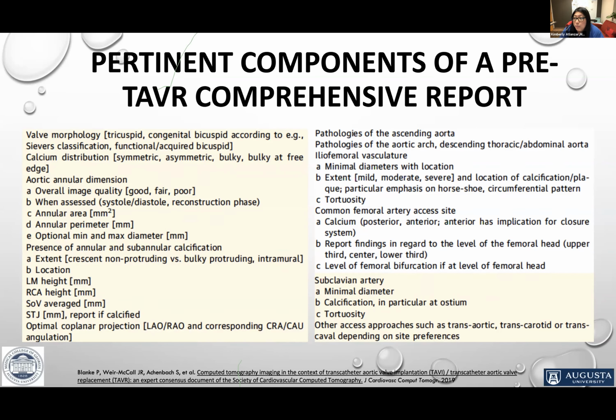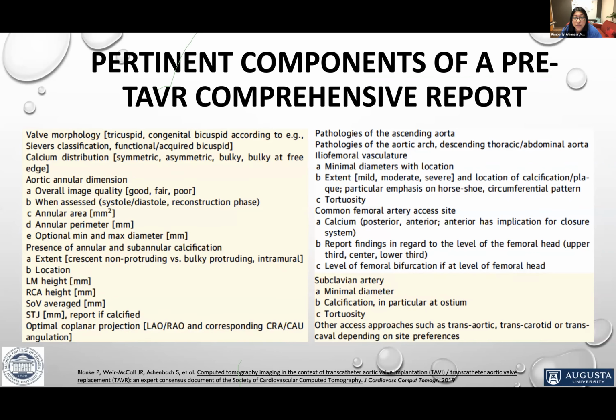The comprehensive report of a CT scan for pre-TAVR planning should also mention the pathologies of the aorta: the ascending aorta, the aortic arch, the descending thoracic and abdominal aorta, and of course your iliofemoral vasculature. Because, as you know, especially with a transfemoral approach, your delivery systems are coming up and over, and if there's a large amount of calcium, this can get knocked off and cause stroke. And so this can assist TAVR operators with the use of cerebral protection devices, if it's not used in every single patient.